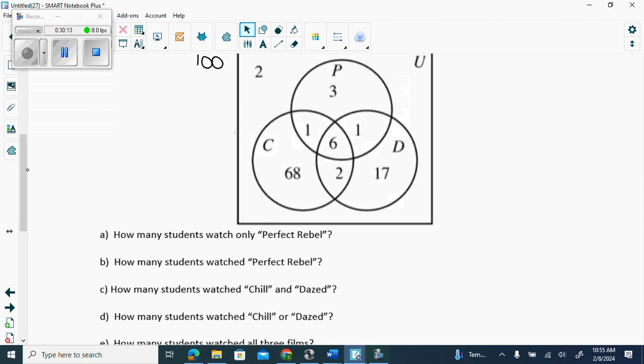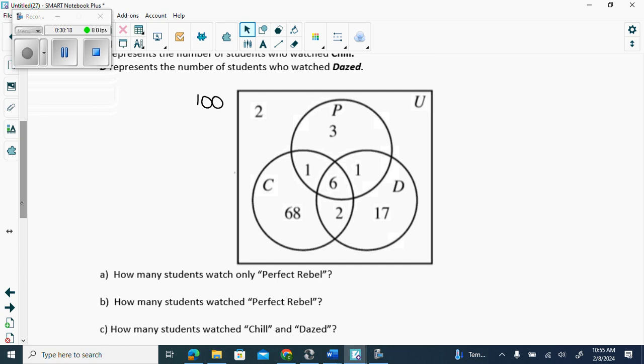So this one says, how many students watched only Perfect Rebel? Now the key thing is, if you have the word only, it will be one number. If you are adding more than one, you're doing too much work. Because if I only like something, I'm in one of the 8 regions. Remember, a 3-circle Venn diagram has 8 regions, a 2-circle Venn diagram has 4. If you have the word only, it's one region because they can only like one thing. So this one here says, how many students watched only Perfect Rebel? How many would it be? 3. It's these ones right here.